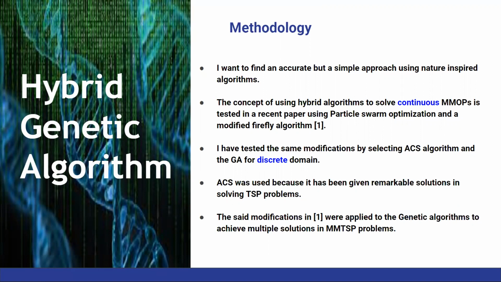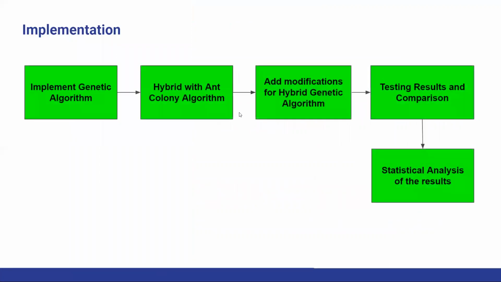Let's see my implementation process. First, implement the genetic algorithm and then hybridize with the ant colony system. After that, add modifications to the hybrid genetic algorithm. And after that, testing results and the comparison part. And finally, statistical analysis. That's how I implemented it.